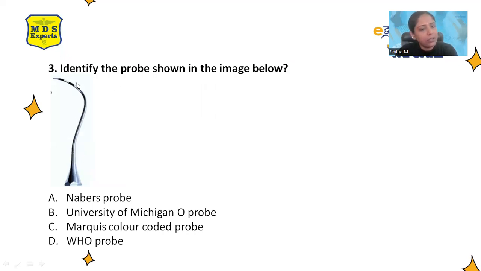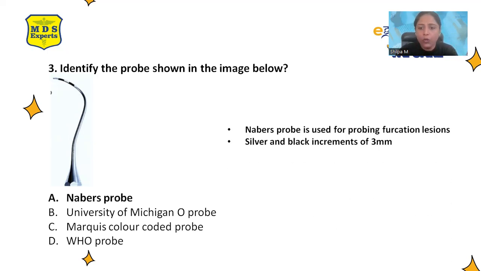So you can see it's a curve. It has a curve here with some markings here. If you can see there are regularly spaced markings. The color difference, you can see you have silver and black markings interchangeably. So it is for 3 mm and that is why it is a Nabers probe. Nabers probe is used for probing furcation lesions, silver and black increments of 3 mm. So the answer is choice A, that is Nabers probe.